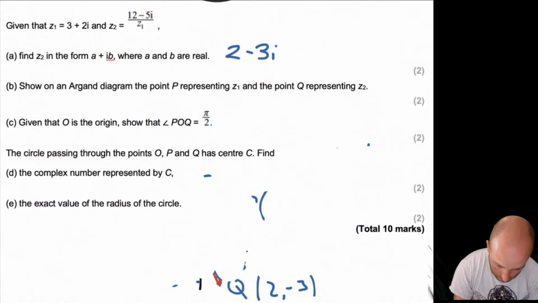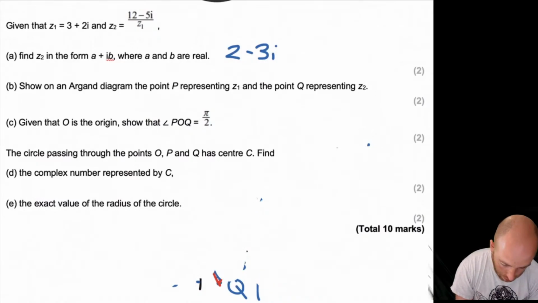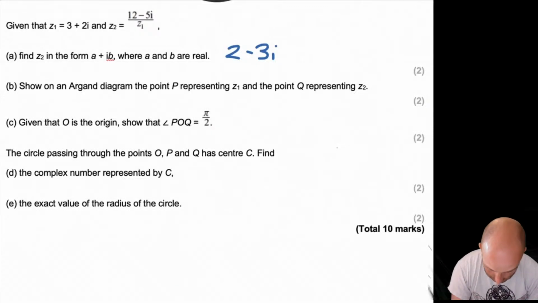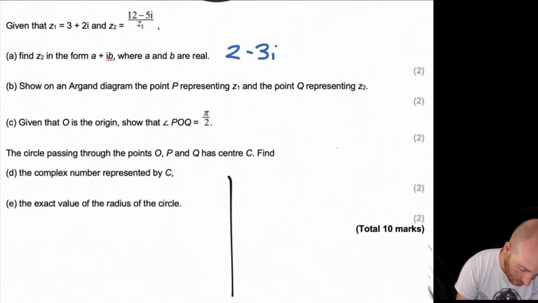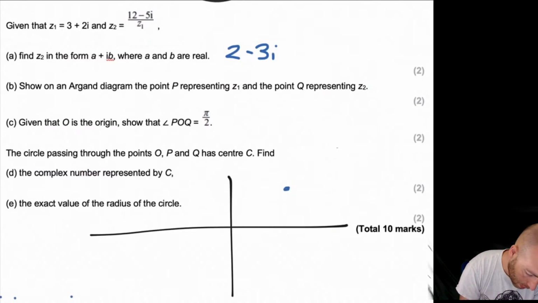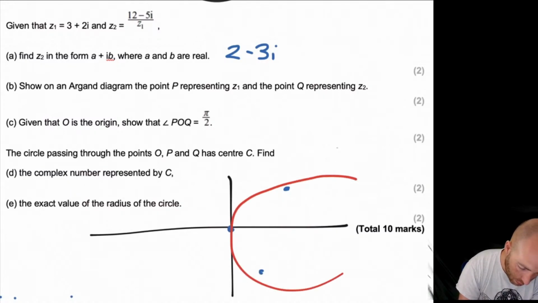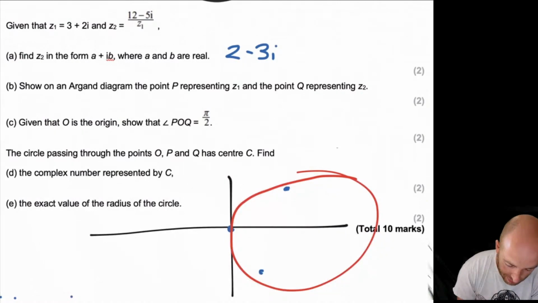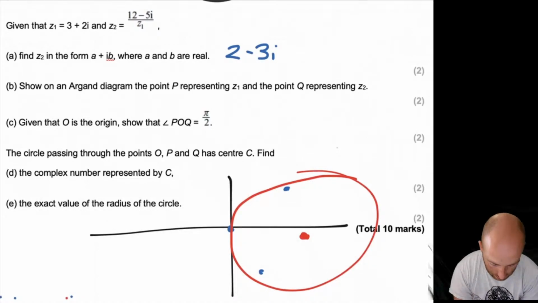Right, what's next? The circle. Oh, I shouldn't have rubbed out that diagram really, but I have. Okay, the circle passing through the points O, P, and Q has a center at C. So we had O, P, Q. So a circle passing through these, something like that, has a center at C. Find the complex number represented by C.